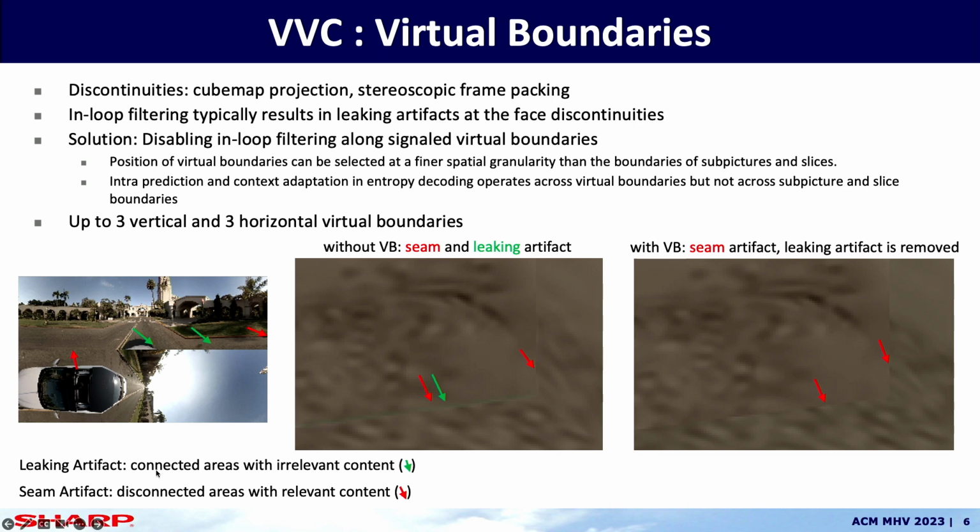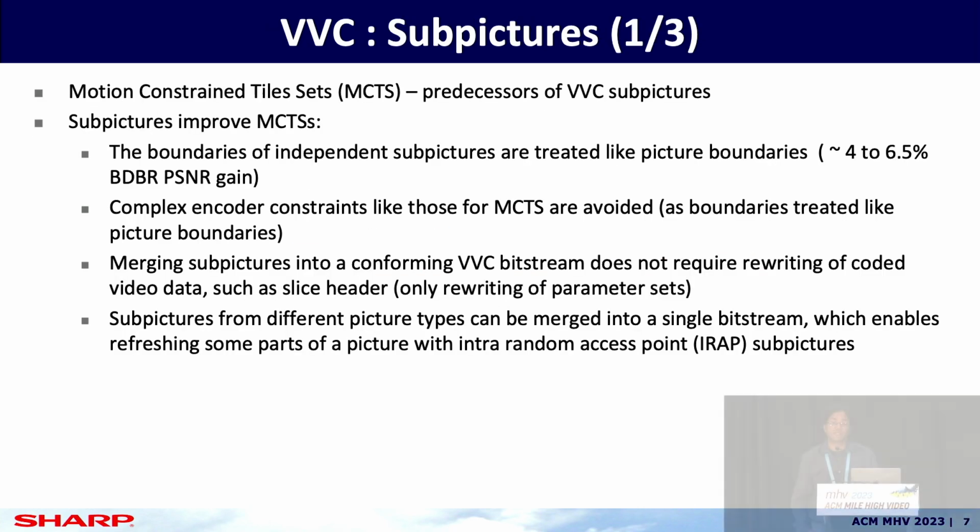Shown here are two types of artifacts, one called leaking artifacts, another called seam artifacts. And the idea is that the leaking artifact is for the areas which are connected but which have irrelevant content. So for example, this boundary right in the horizontal area. And those can be removed by virtual boundary. But the seam artifacts just relate to being able to have different coding tools or coding parameters being used, and those are not removed. This slide was borrowed from a more detailed paper that is in ICASSP, which is focused on how to remove both these types of artifacts.